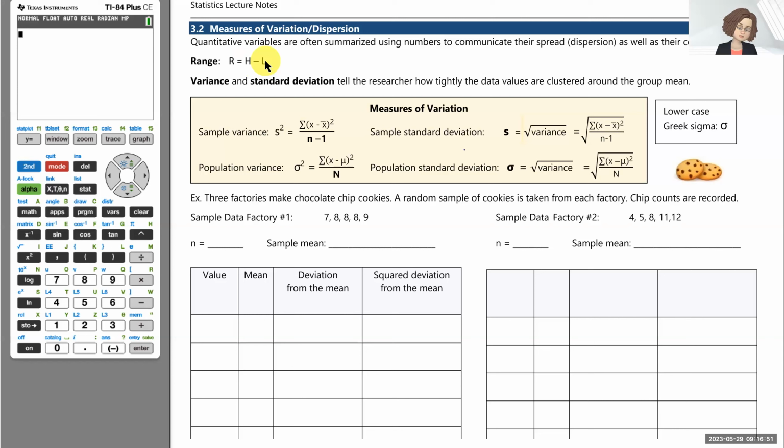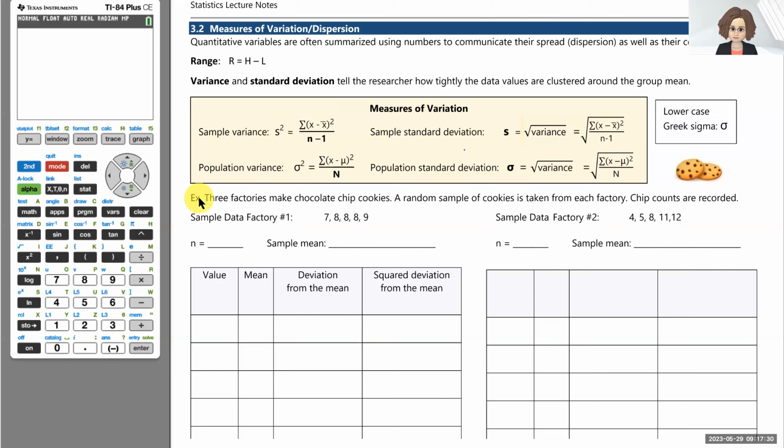We're going to move on to studying two other measures of variation called the variance and standard deviation. These involve a calculation that includes all numbers in a data set, and it tells a researcher how tightly the data values are clustered around the group mean. So we're going to dive into an example, and I'm going to develop this formula for you, which might look a little complicated right now, but we'll break it down. The sample variance of a data set is what we'll do first, and then I'll continue with the other measures listed, but let's dive in.